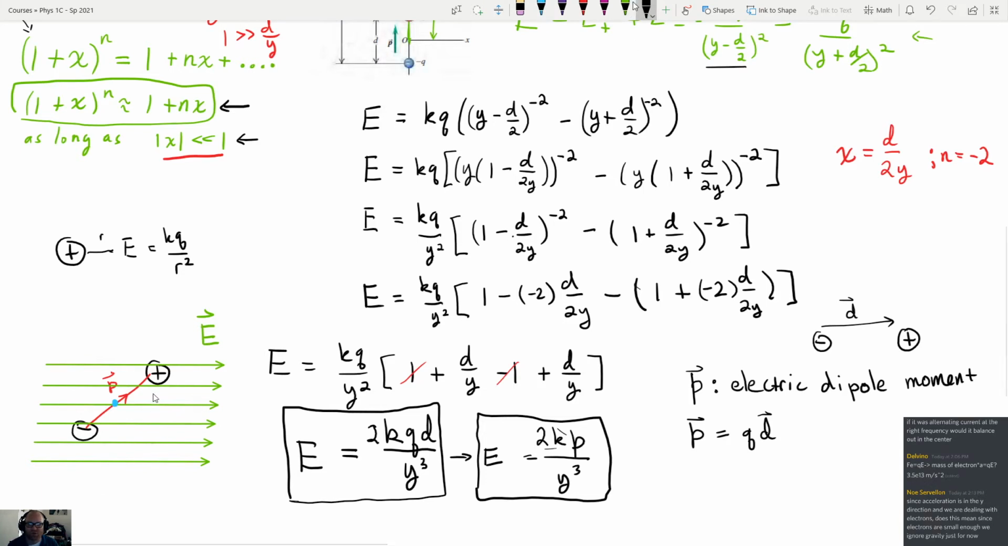What direction would the force on the positive charge be? Towards the right. And what would the direction of the force on the negative charge be? Left. So then what would the direction of the torque be? Clockwise or counterclockwise? It will be clockwise. Right. So it's going to tend to rotate like this, right?